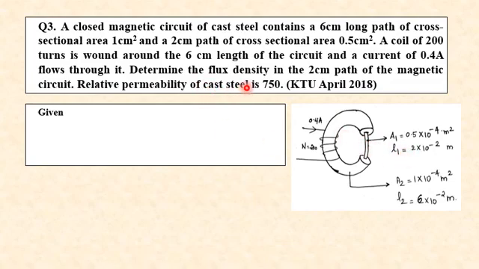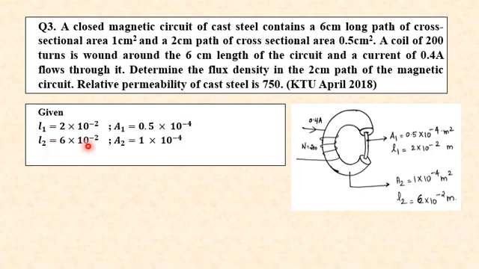The relative permeability of the material, that is the cast steel, is also given. So now let's write the given parameters. L1 is equal to 2 into 10 raised to minus 2. A1 is equal to 0.5 into 10 raised to minus 4. L2 is equal to 6 into 10 raised to minus 2. A2 equal to 1 into 10 raised to minus 4. Then number of turns of the coil, that is N equal to 200. Current through the coil, that is I equal to 0.4 ampere and mu r is equal to 750. We need to find the flux density, that is B, in part 1, that is in the 2 cm long part.